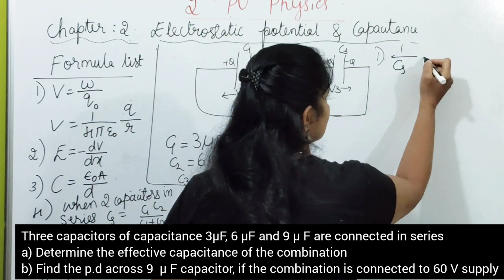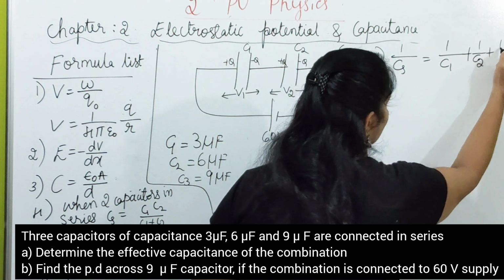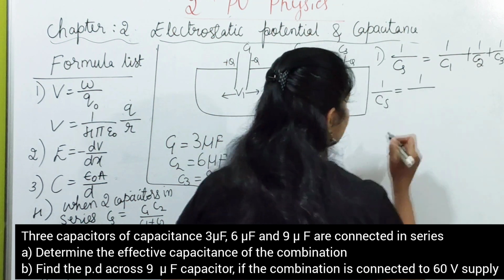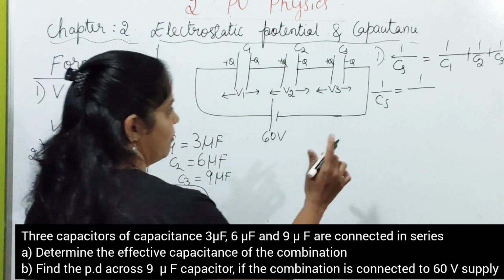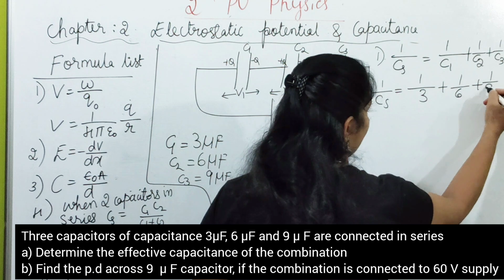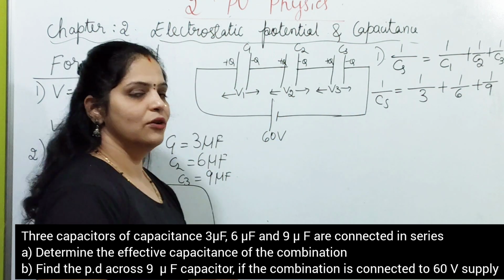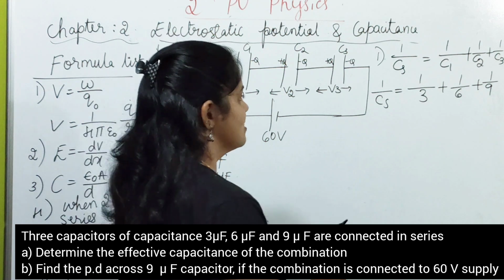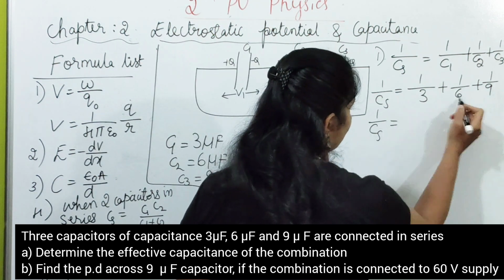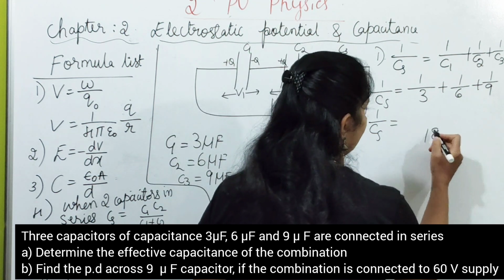1 by Cs is equal to 1 over C1 plus 1 over C2 plus 1 over C3. So 1 over Cs is equal to, substitute now, just write the numbers: 1 by 3 plus 1 by 6 plus 1 by 9. It is understood that here there is a microfarad, no need of writing, so let it be as it is. Now, what is the LCM of 3, 6 and 9? Let us take it as 18.